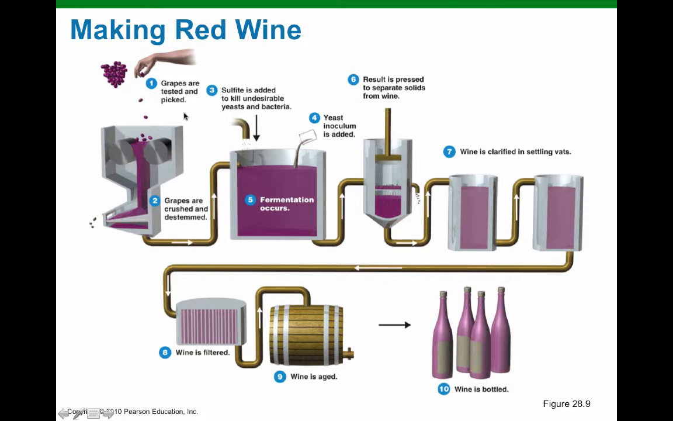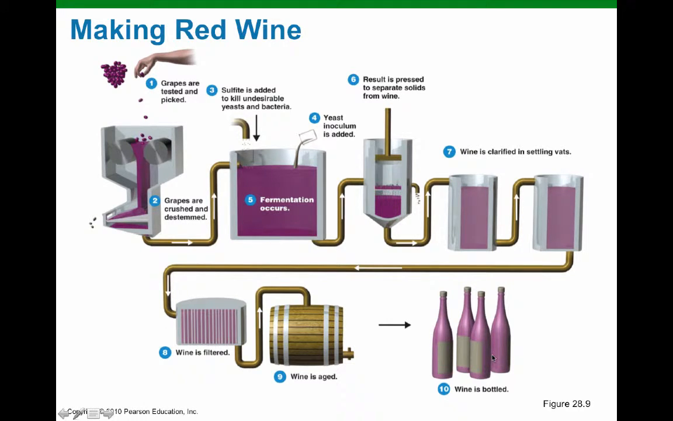So the grapes are tested and picked, crushed, destemmed, and then they are added to the fermentation tank, which is sterilized. So sulfites are added to kill undesirable yeast and bacteria. The yeast inoculum is added, and the result is pressed to separate the solids from the wine. The wine is then clarified into settling vats, filtered, aged, and then bottled.